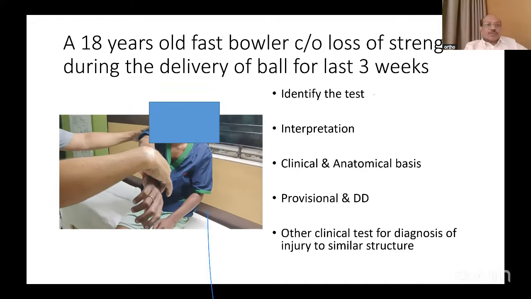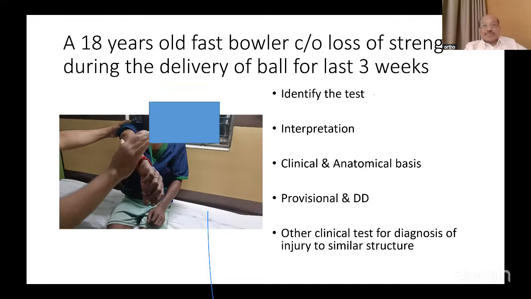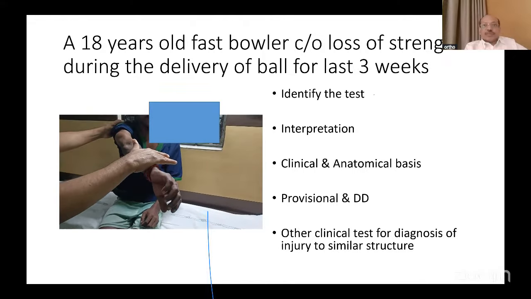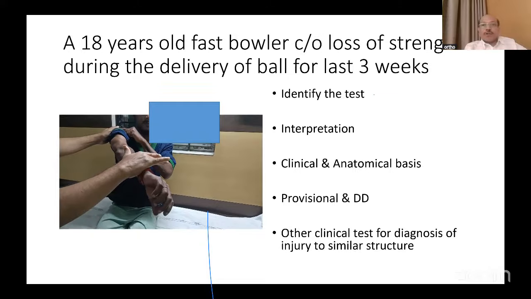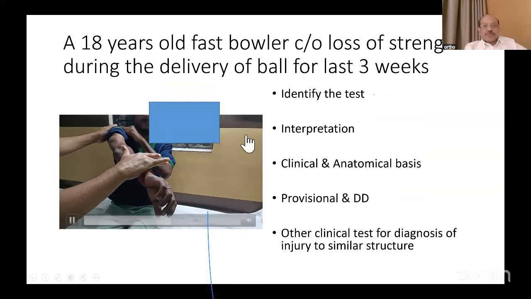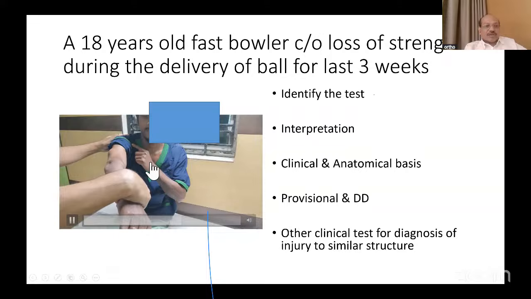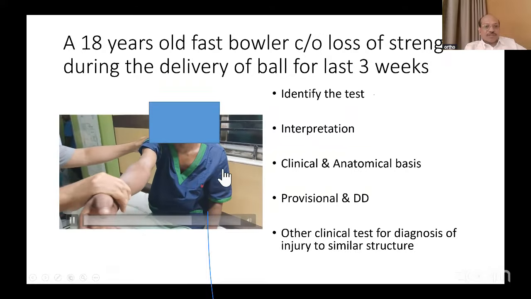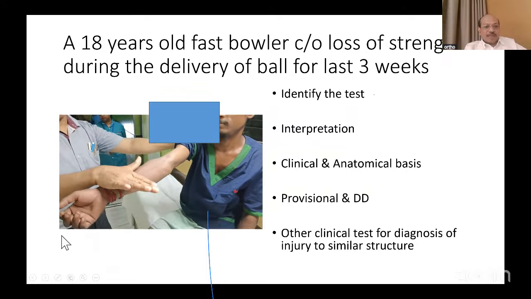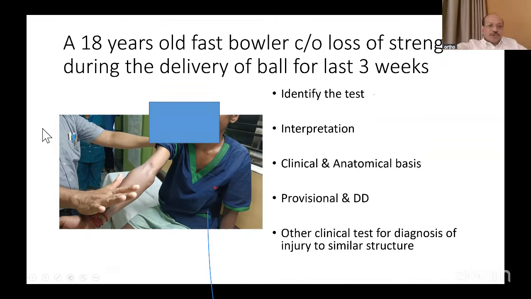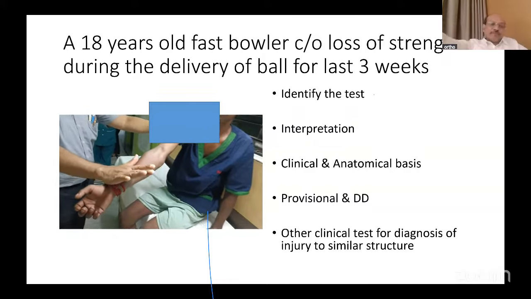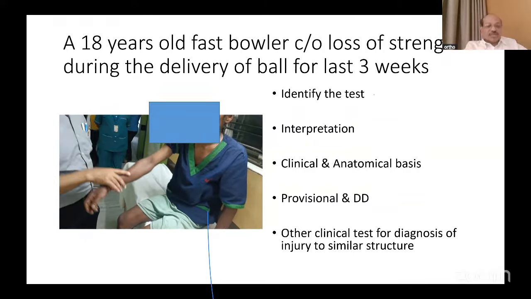Okay. So this is an 18-year-old fast bowler. He is complaining of loss of strength during the delivery of the ball for the last 3 weeks. So identify the test. It is a 90-degree forward flexion, a little bit adducted. Now the forearm is completely pronated, and the forward elevation is resisted, initially with the forearm pronated, and then again with the forearm supinated.